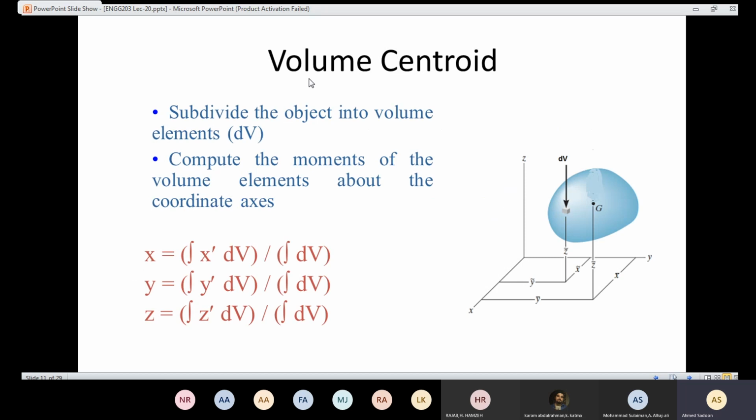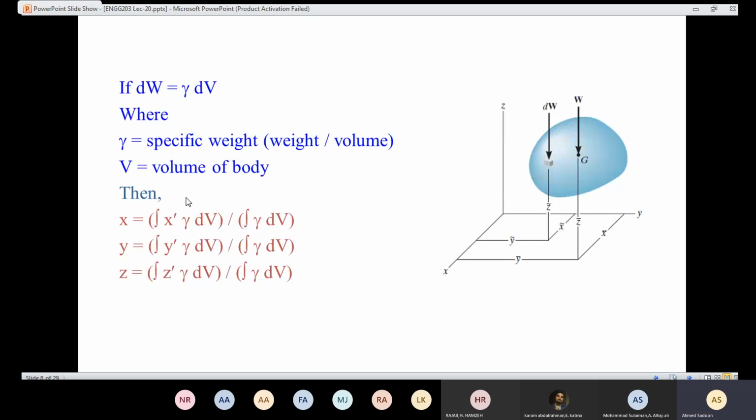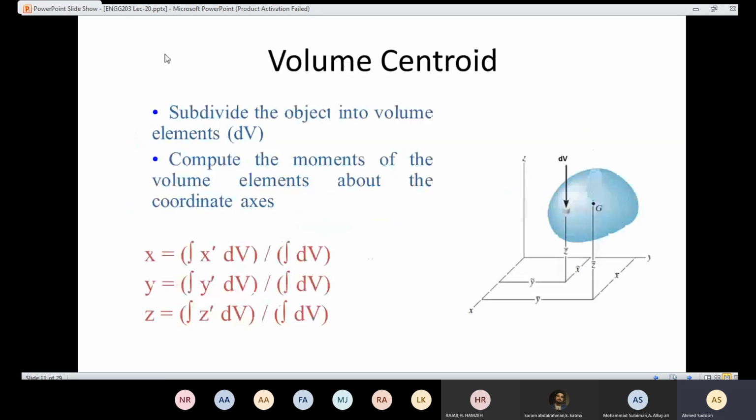So regarding the volume centroid, like I said, if we get back here, when we replace the dw with gamma dV, I'm going to cancel gamma with gamma. In that case, I'm going to end up with the volume centroid. So like you can see here, the x, y, and z depend only on the dimensions, on the volume and x-hat and y-hat and so on. So now the weight has nothing to do with the volume centroid.